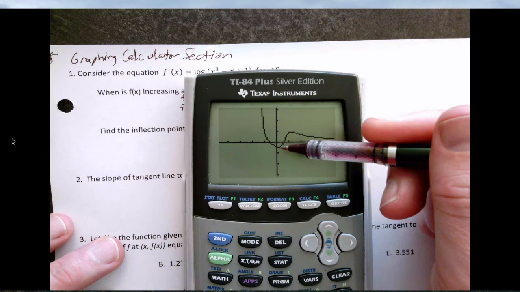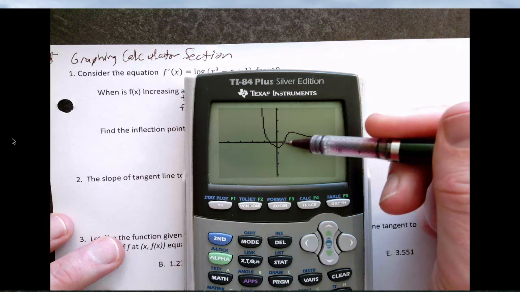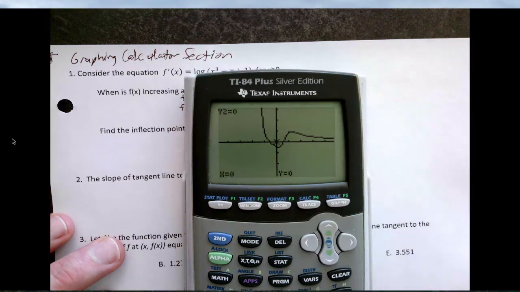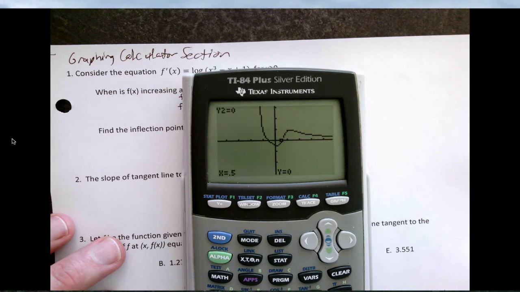And we need to actually cross the x-axis. So what I'm looking at here is f double prime. This is the second derivative. And we can see it go from negative to positive at this place right there. It looks like it's a half. Let's try it. And it is. Okay, so I have a point at 0.5.